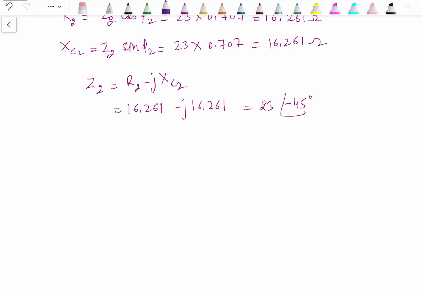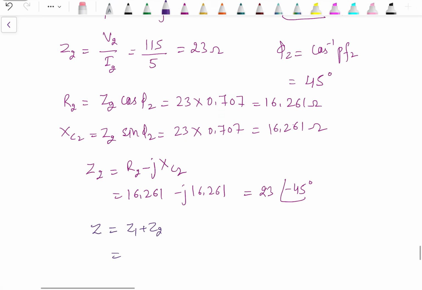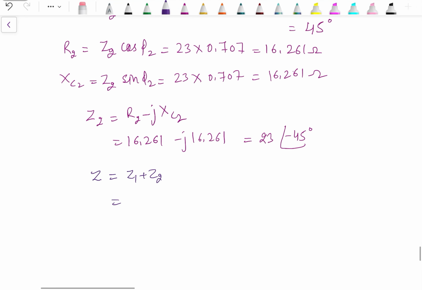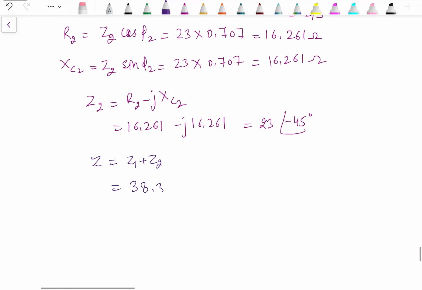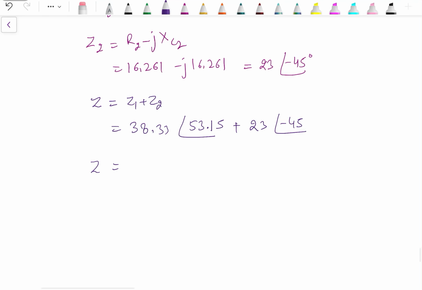Now both the impedances are connected in series, so Z is equal to Z1 plus Z2. Z1 is 38.33 and angle is 53.15. Z2 is 23 angle minus 45. So this gives us the value of Z as 41.82, angle is 20.14 degree. This is the value of impedance of the resultant series circuit.